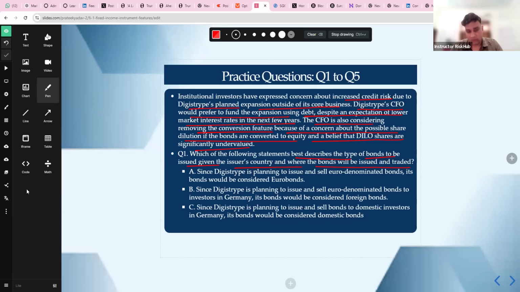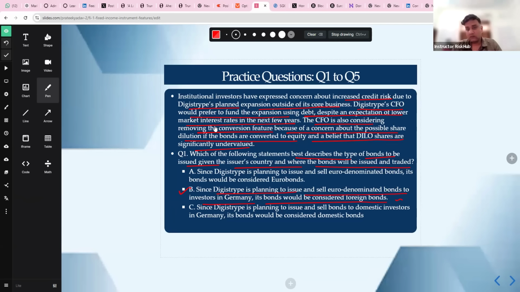So this is a foreign issuer, right? Plus your local government or local German market, right? So the answer is B, right? Since this issuer is planning to issue euro-denominated bonds to invest in Germany, its bond will be considered foreign bonds, right?